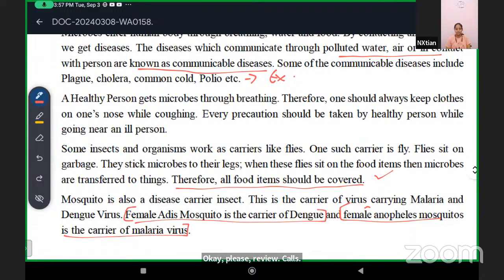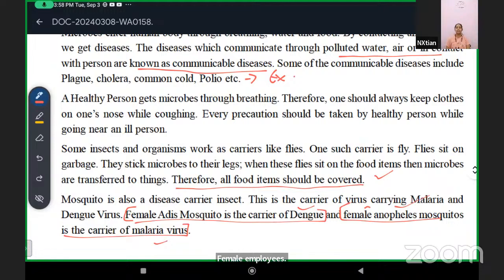I read about the Anopheles mosquito only in a comic once. I never knew before, but yeah, it's real. When a mosquito bites you, if it is a female Aedes mosquito, it will cause dengue. A female Anopheles mosquito will cause malaria.